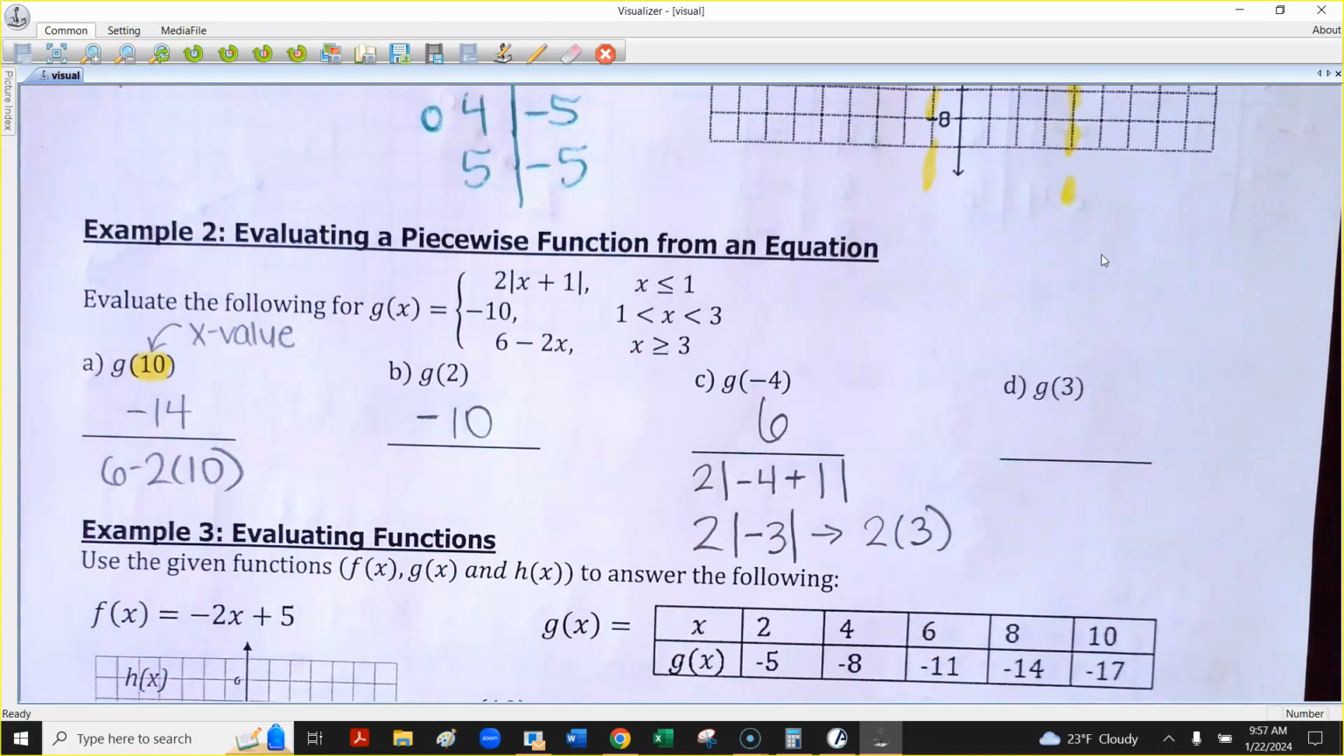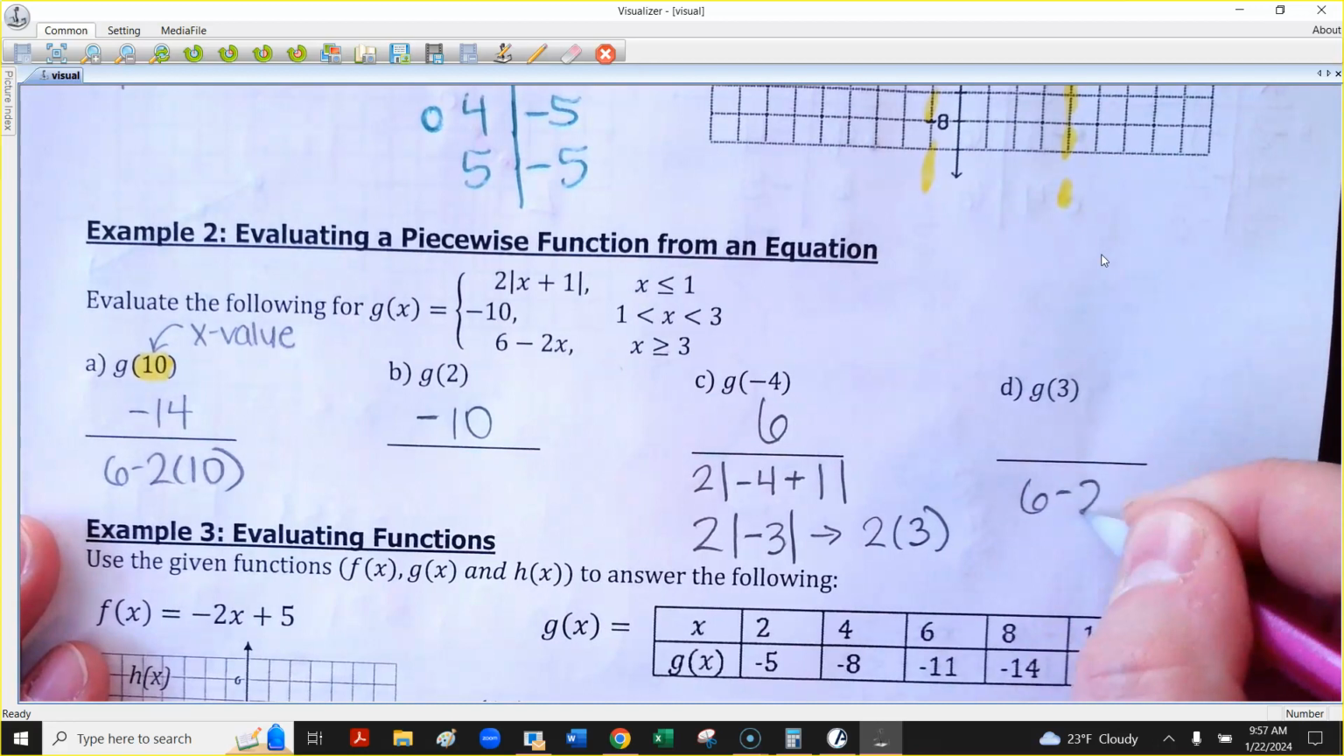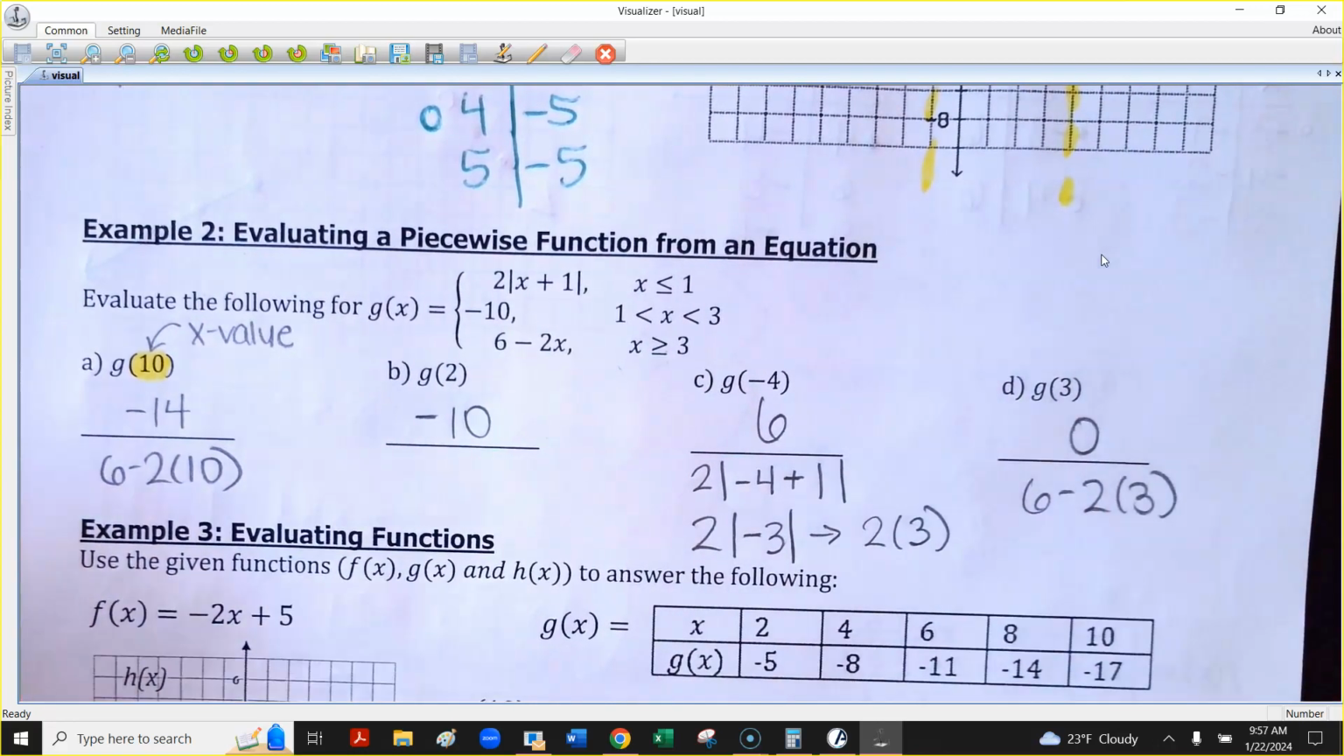And then this is tricky. Which piece would you plug 3 into? The last one, because of the or equal to, so it has to be the last one. So this would be 6 minus 2 times 3, which is actually 6 minus 6. So this last piece would be 0.